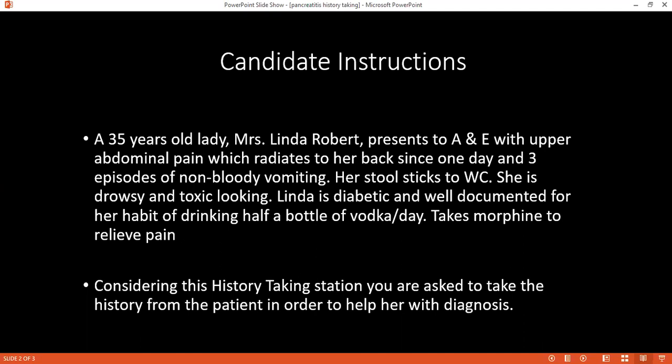Oh, I'm really sorry to hear that. Could you tell me when you noticed this for the first time? Yeah, I think it's just 1 day only, doctor. Okay, does this pain move anywhere? Yeah, it is going to my back also. Okay, did this pain start suddenly or gradually? Doctor, it started suddenly actually.